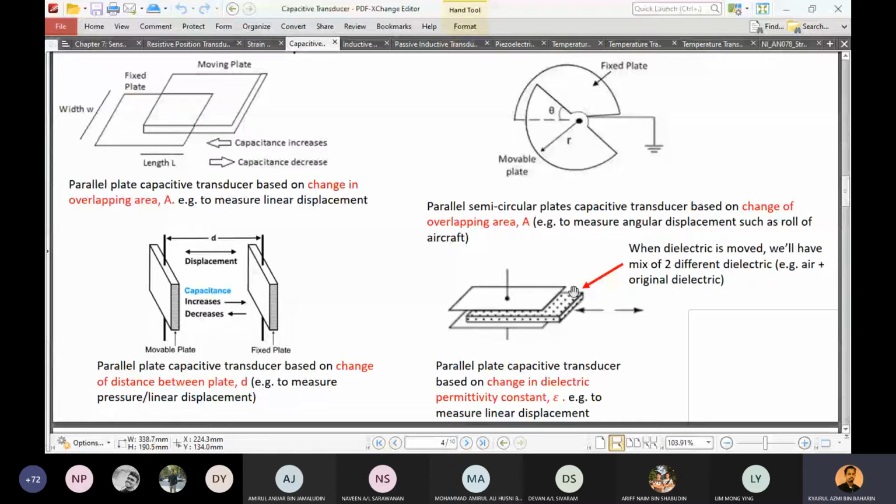We can also change the overlapping area. You see here we have two plates and a dielectric in the middle. When we move the dielectric outwards, there will be a change in the amount of overlapping area. There will be a gap here, on the left hand side. So now the overlapping area is only this part. The capacitance value will change, and we can calculate according to this overlapping area.